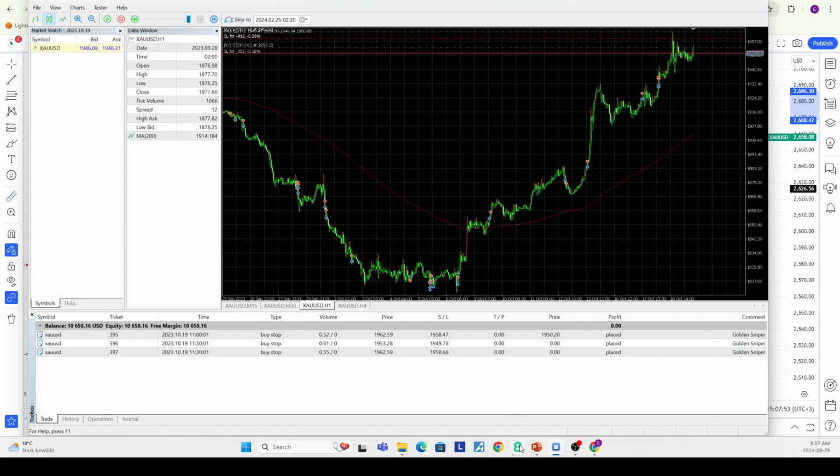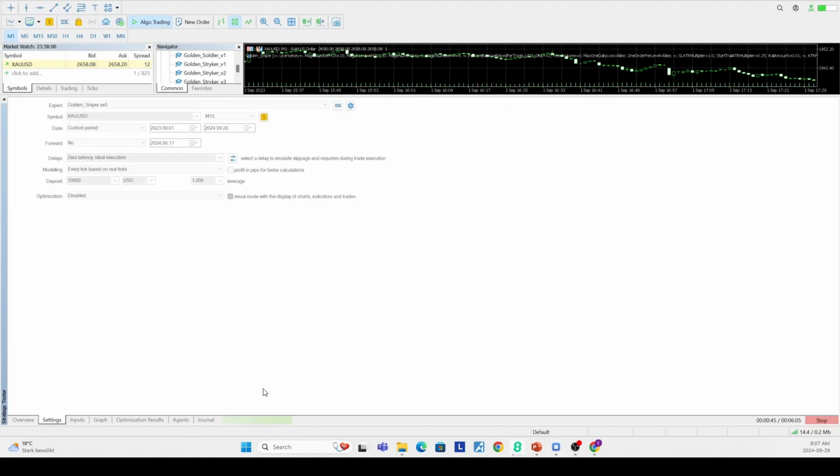Here I chose to run a backtest, just started it so we don't have to wait, from essentially the past year. This works on every tick based on real ticks, and I'm running it here on the M15. However, it's pretty irrelevant as it runs on several time frames all simultaneously.